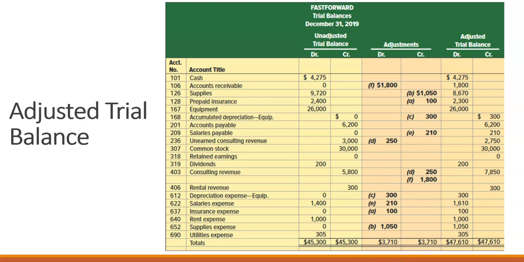So every adjusting entry we've talked about in this PowerPoint slide is shown on here. We then do the adjusted trial balance. And we can see that we've made changes based on our adjusting entries.